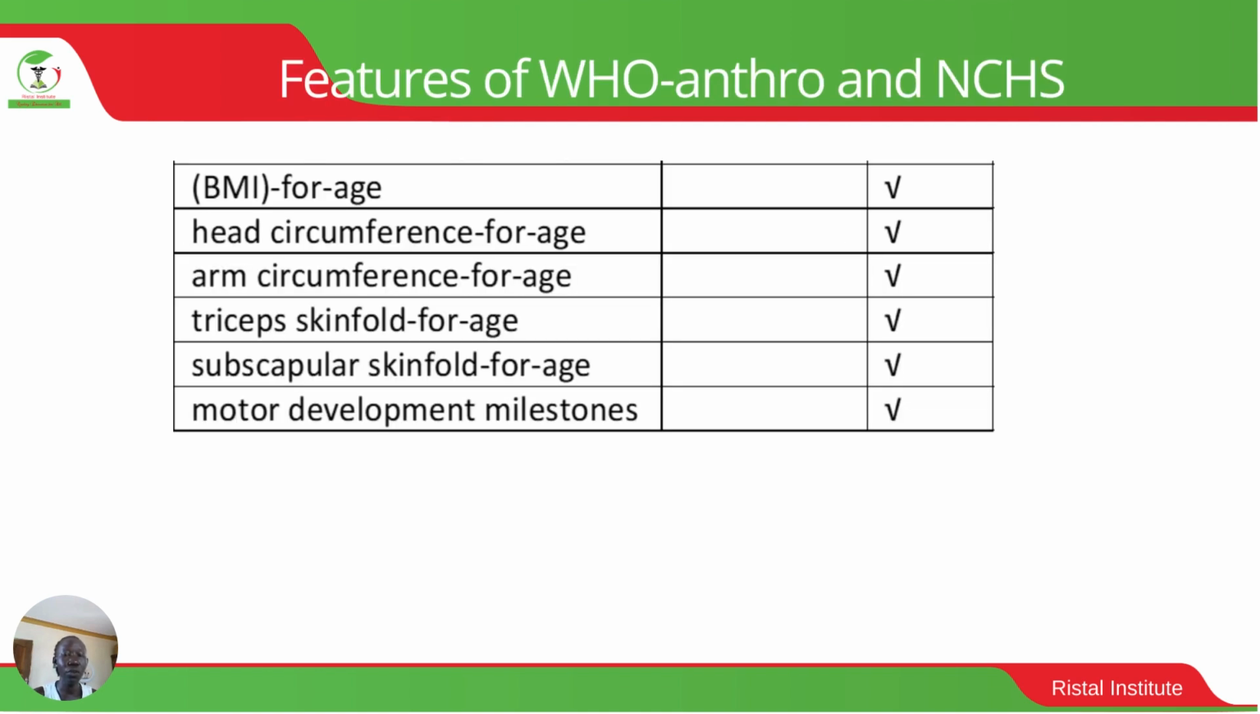The features of WHO Anthro and the National Center for Health Statistics. Most common features include the BMI for age, the head circumference for age, the arm circumference for age, triceps skin fold for age, then the subscapular skin fold for age, and the motor development milestones. We shall look further into this as we go along the lecture.